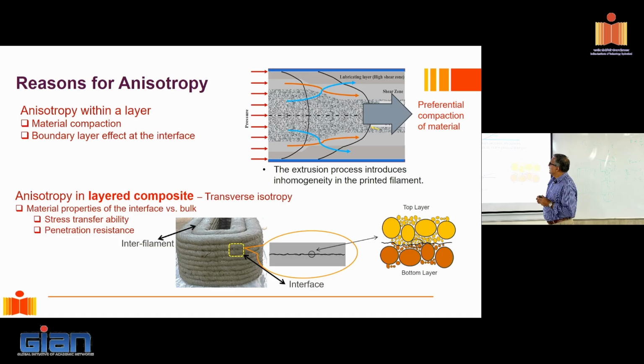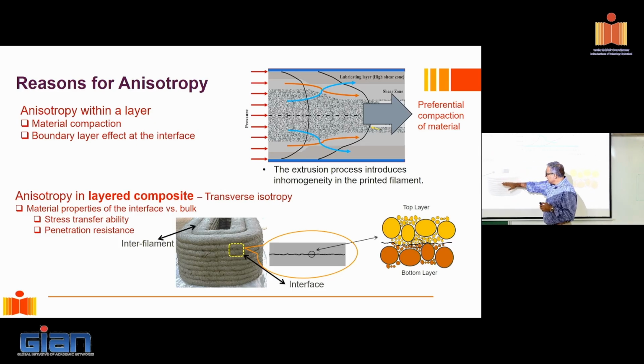So what happens there then? There is a non-uniform distribution of particles across the thickness of a single filament. So even that is not uniform. It's not homogeneous, as we call it. So that will have an impact on the properties. The other thing is that we have a layered composite.